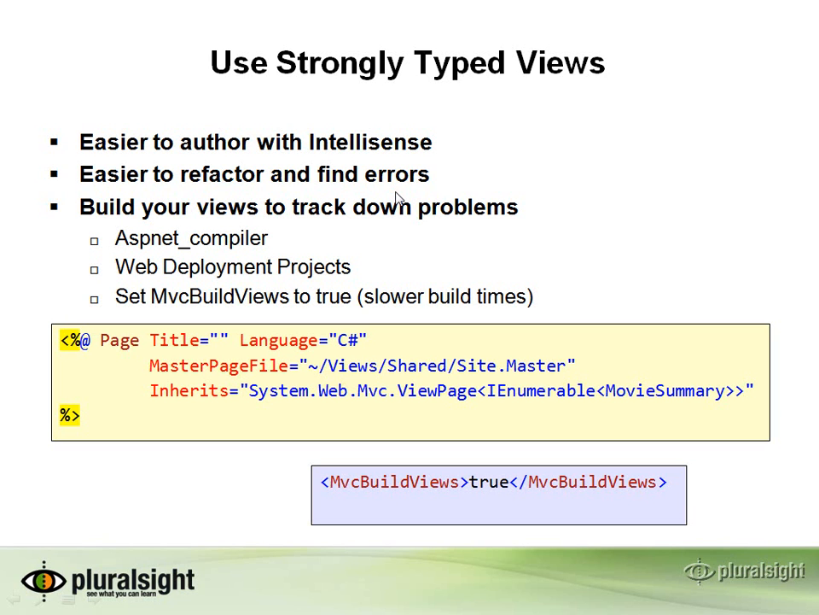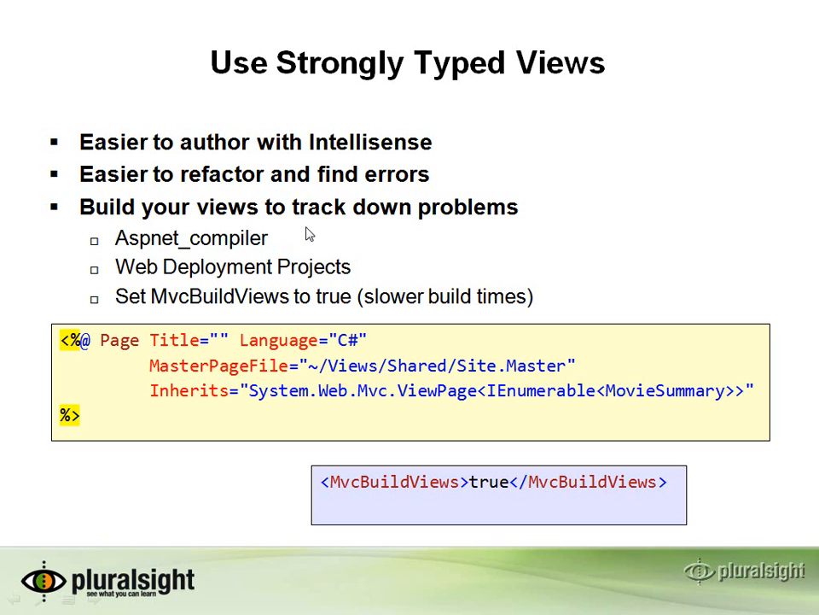We've seen a couple of techniques and technologies that you can use to find errors in your views. One is to use the ASP.NET compiler. That's a command line tool that you can run to pre-compile an application. As part of that pre-compilation process, it parses all the views and generates assemblies for them. In that case, if you have an error in your view, the ASP.NET compiler will tell you what view had an error. You can also use web deployment projects. Web deployment projects will invoke that ASP.NET compiler behind the scenes for you.